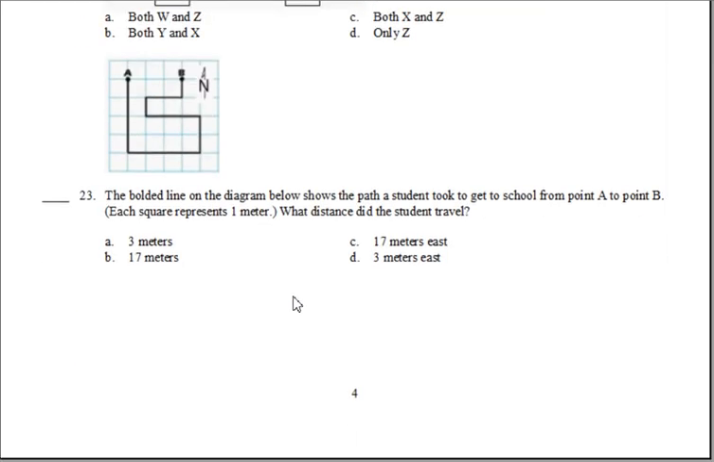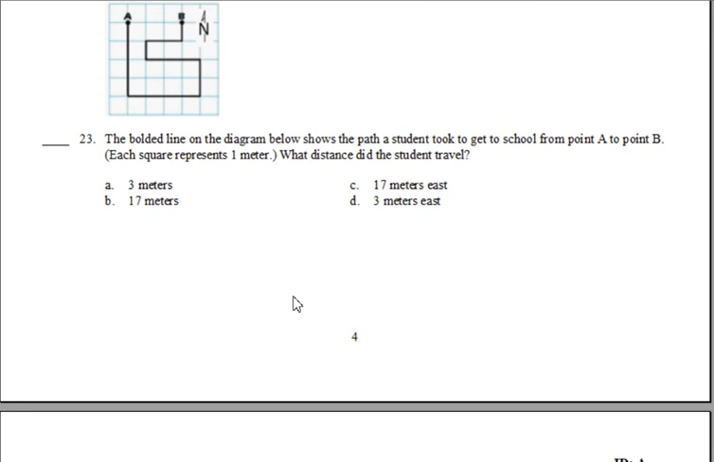Number 23. Here you have a picture very similar to what we had on our homework. The bolded line on the diagram shows the path a student took to get to school from point A to point B. Each square represents 1 meter. What distance did the student travel? Look very carefully. Is it A, 3 meters, B, 17 meters, C, 17 meters east, or D, 3 meters east?